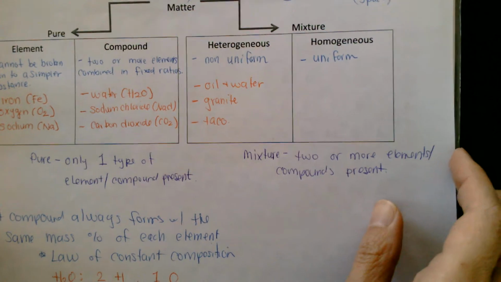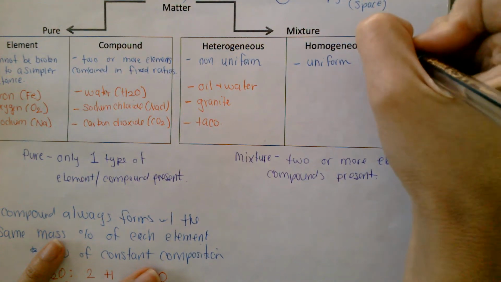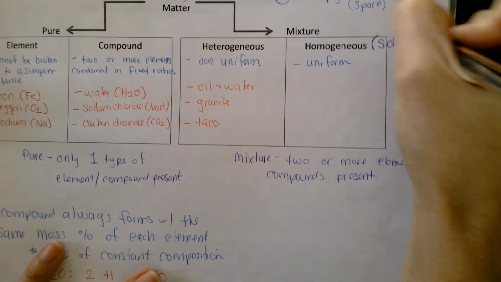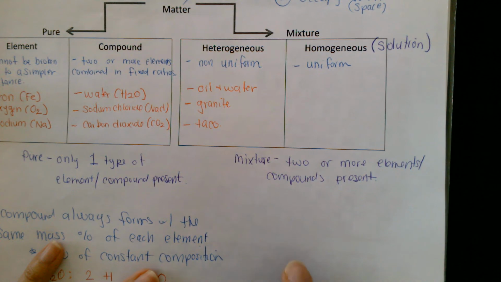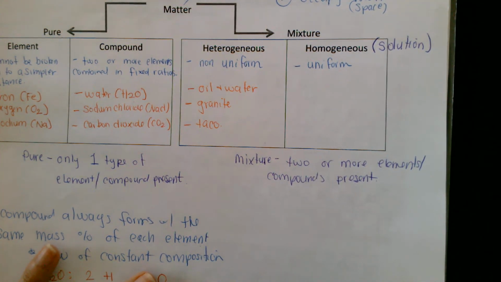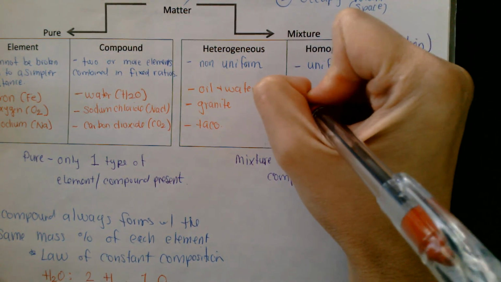For a homogeneous mixture, we don't really use that word a whole lot. We have a shorter word for that called solution. So you'll probably see that a little bit more than homogeneous mixture. A homogeneous mixture is what we call a solution. Okay, so there's a lot of really important ones. We're going to kind of throw some of them out there.